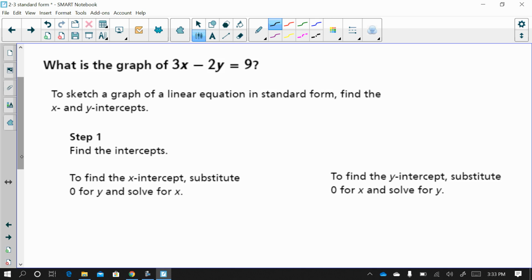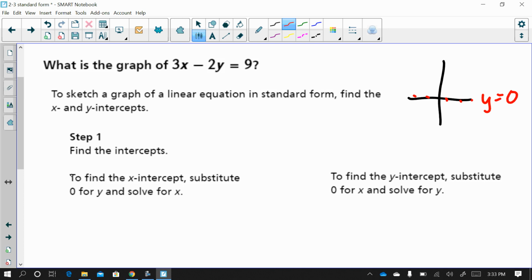In order to graph from standard form, all you have to do is find the x-intercept and the y-intercept. So we were just talking about the x-intercept. Whenever I cross that x-axis, we always notice that y equals 0.